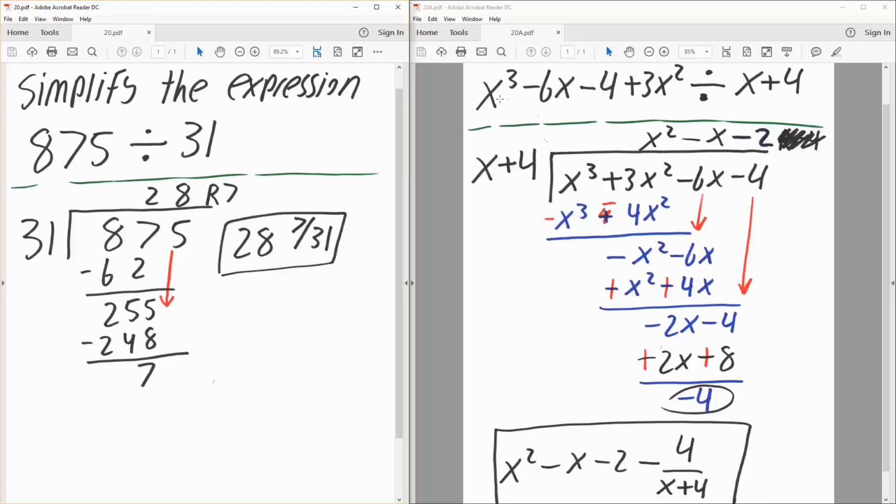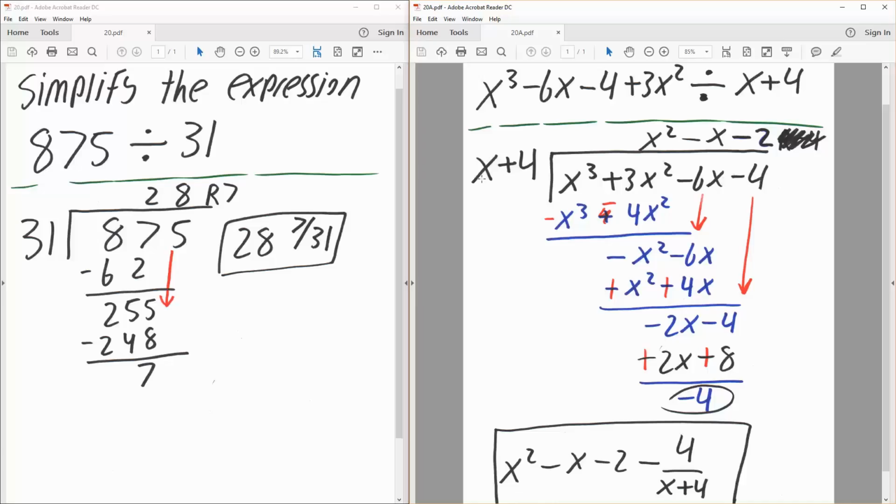Next we will do x cubed minus 6x minus 4 plus 3x squared divided by x plus 4. So in order to solve this problem, we first need to rearrange this, where we have x cubed, 3x squared, minus 6x, minus 4, where our x term decreases. So we have x cubed, x squared, x, and the constant, divided by x plus 4.